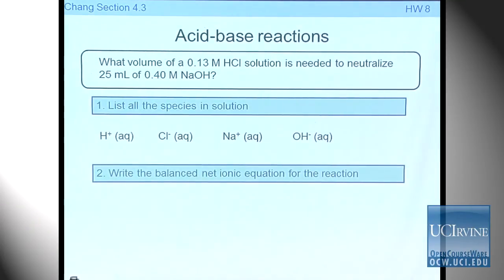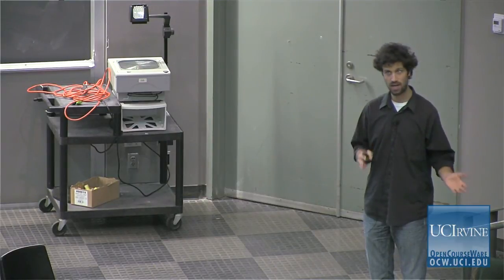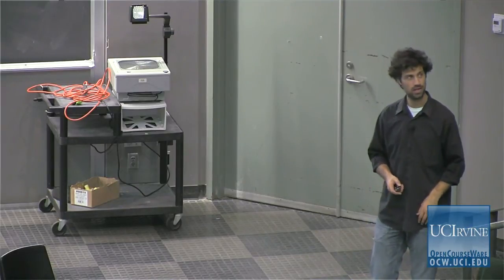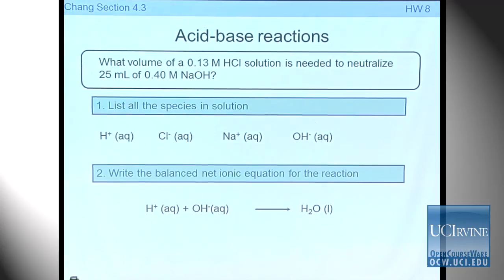Then, I like to find out what is the actual reaction that's taking place here. Well, this is the reaction you've already seen in several forms. This is the H plus reacting with the OH minus to form water. So this is the net ionic equation. The Cl and the Na are just spectator ions. One mole of H plus reacts with one mole of OH minus to form one mole of water. 1, 1, 1 are your mole ratios.